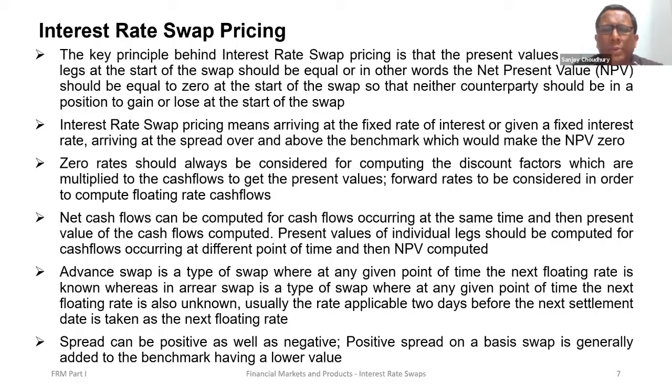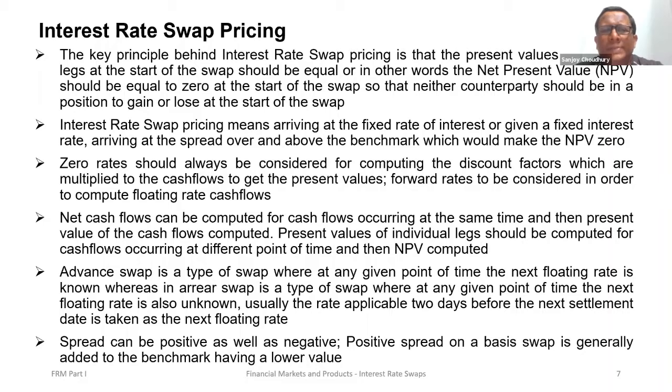So for both counterparties to start on an equal footing, neither party should be in a position to gain or lose as you start an interest rate swap. That's only possible if, at the start of the interest rate swap, the net present value is computed as 0. So interest rate swap pricing means arriving at the fixed rate of interest, or given a fixed rate of interest, arriving at the spread over and above the benchmark, which would make the NPV 0.